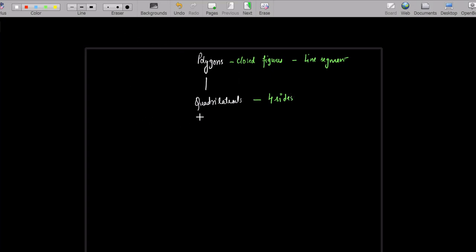And then in quadrilaterals we have to do parallelograms and trapezoids, and there are kites, but we don't have to do anything about kites. We'll see what parallelograms, trapezoids and kites are, and under parallelograms there will be rectangle, square, rhombus. So first of all, what do you understand by parallelogram?